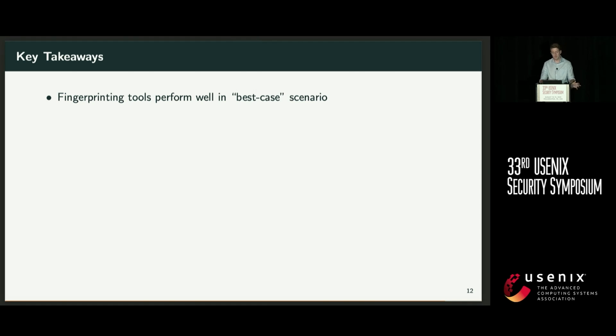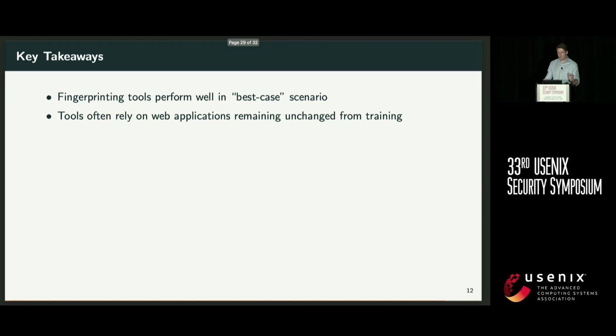So the takeaways here are that fingerprinting tools perform well in a best case scenario in the lab with newly installed web applications with no anti-fingerprinting techniques applied, no changes, they do generally well. However, these tools rely often on web applications remaining completely unchanged from training. And by training, I mean either from a developer manually creating regular expressions to pull out version strings, or from the time when these hash databases are computed.